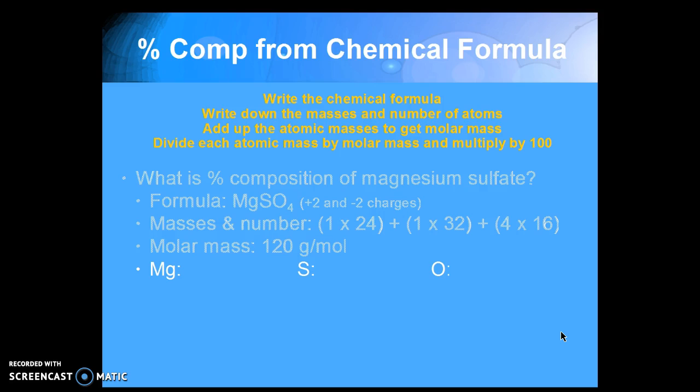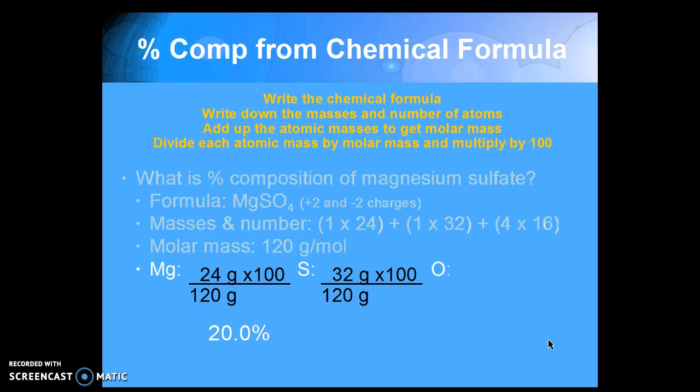We then do for each of the 3 elements the calculation above. We divide 24 by 120 to get the magnesium percent, which is 20%. We divide 32 by 120 to get the percent of sulfur, 26.7%. And we divide 64 grams by 120 to get the oxygen, 53.3%. And they should add up to 100%.